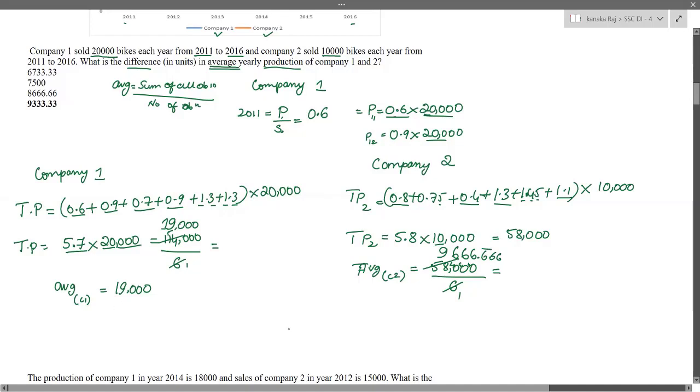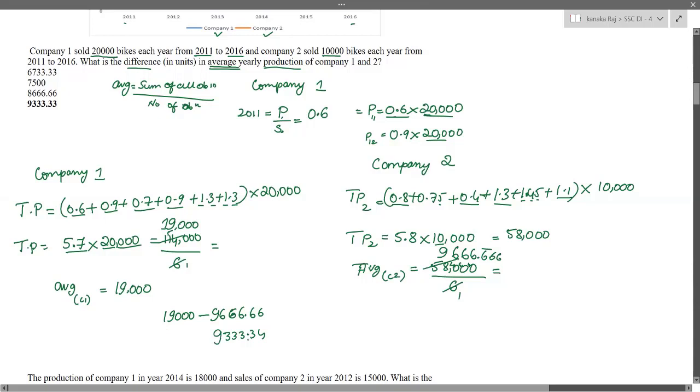So what will be the difference between the averages? The difference between average of company 1 and company 2 will be 19,000 minus 9,666.66. So how do we take the difference? Instead of subtracting, I'll add some number to this to make it 19,000. So what do I get? 333.34. If I add 333.34 to this, what do I get? This entire value becomes 10,000. 10,000 plus 9,000 gives me 19,000.